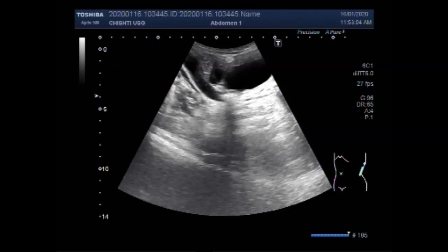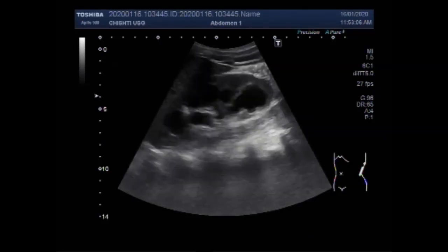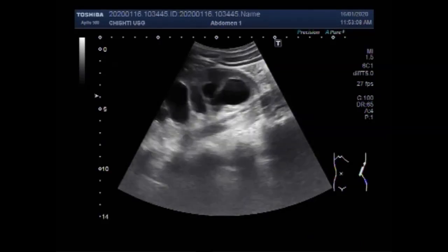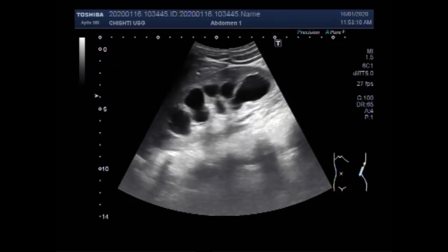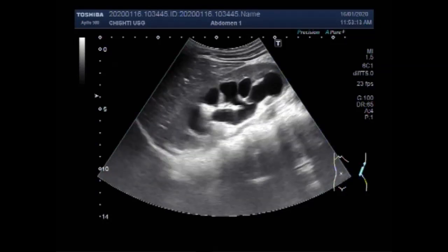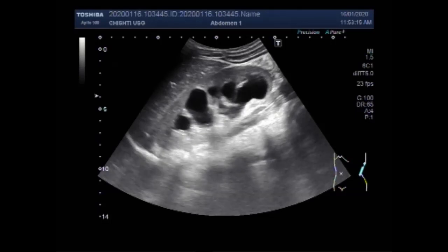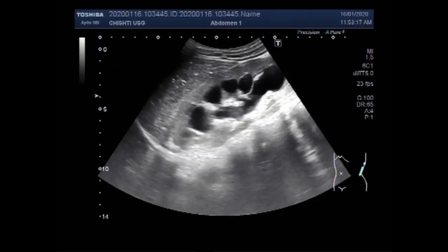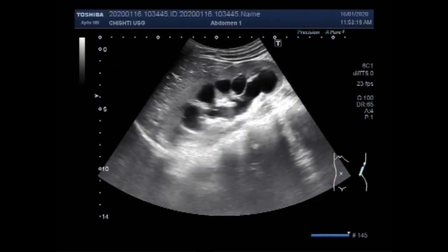This ultrasound video shows multiple cases, about 3 cases, of ureteric stones. You can see the right kidney. It shows moderate to severe hydronephrosis with the hydroureter.